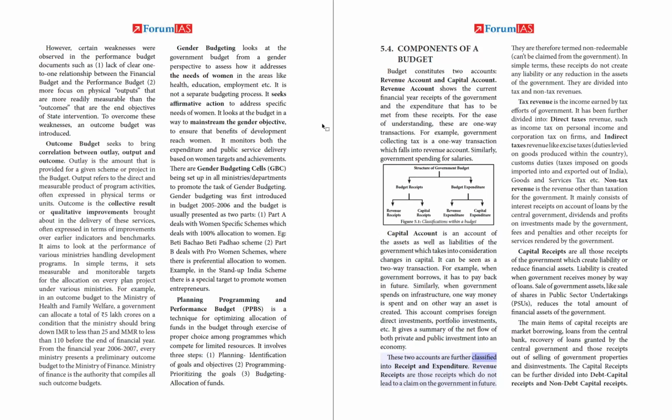These two accounts are further classified into receipt and expenditure. Revenue receipts are those receipts which do not lead to a claim on the government in future. They are therefore termed non-redeemable, can't be claimed from the government. In simple terms, these receipts do not create any liability or any reduction in the assets of the government. They are divided into tax and non-tax revenues.